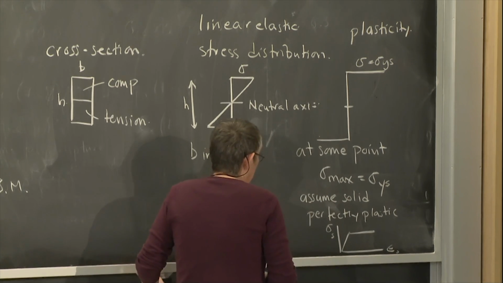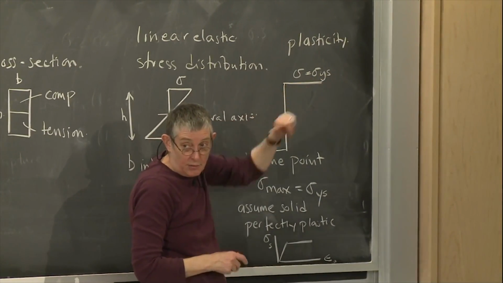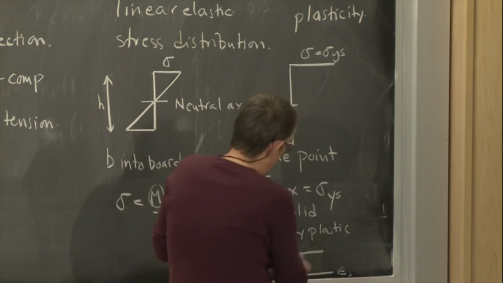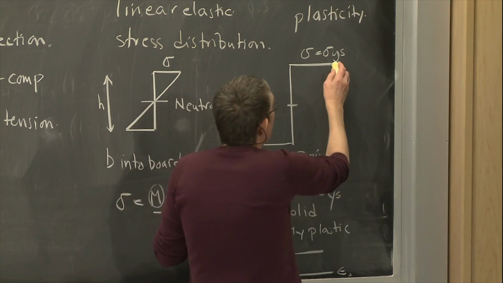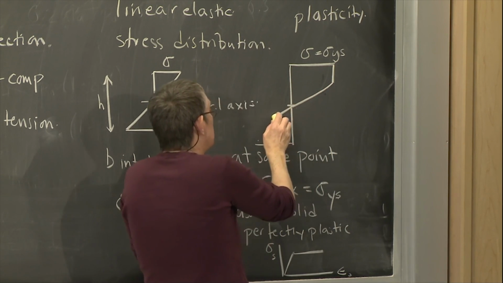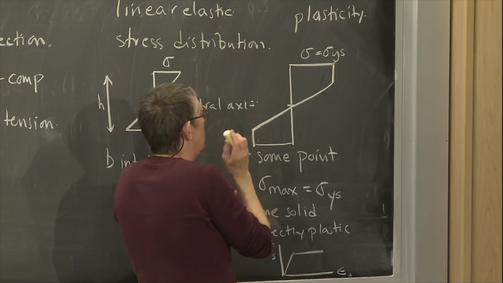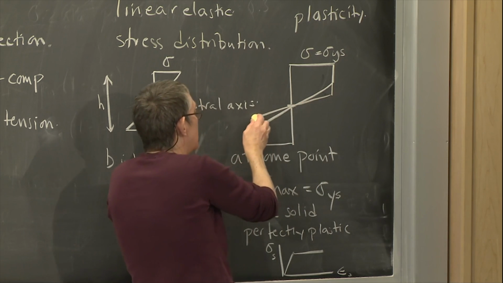Now, you'll buy that at some point we reach the yield strength here. And if I keep loading it up, and I assume that the solid is perfectly plastic, that there's no work hardening, then the stress distribution would look like this, okay? And then if it yields more, it's going to look like that.